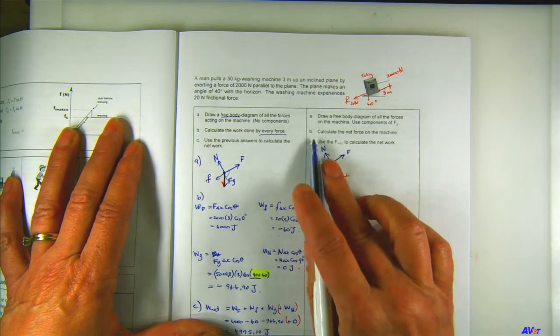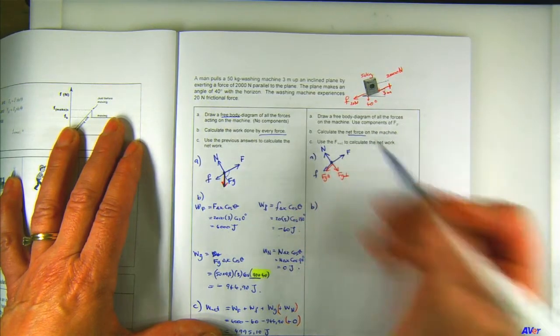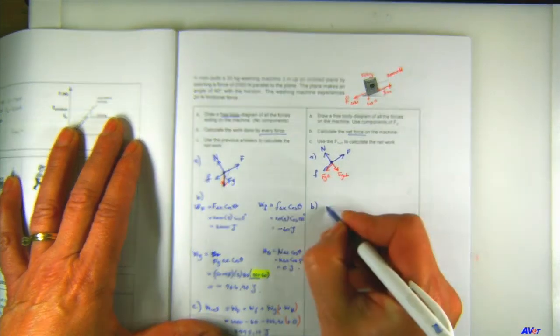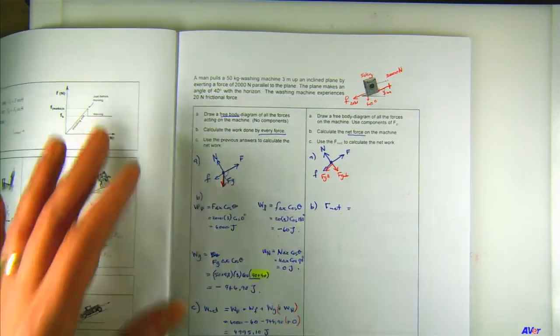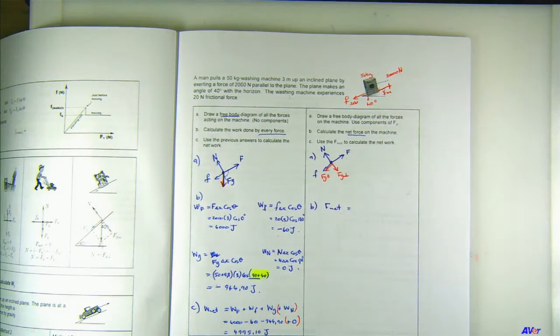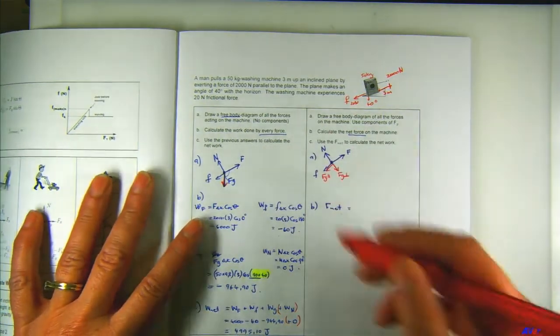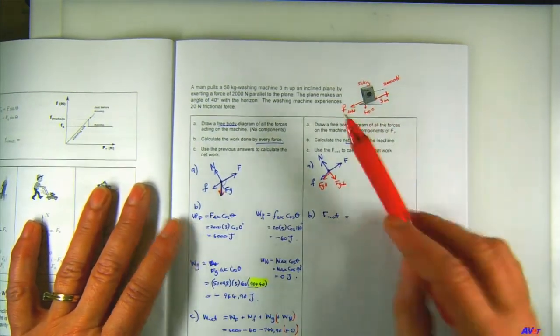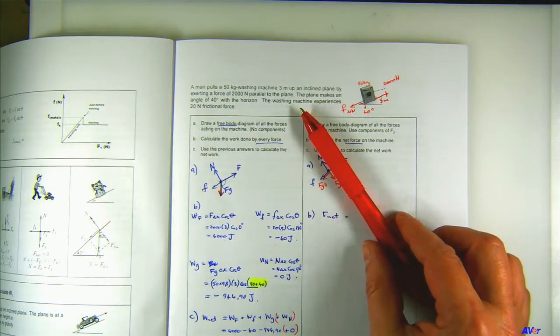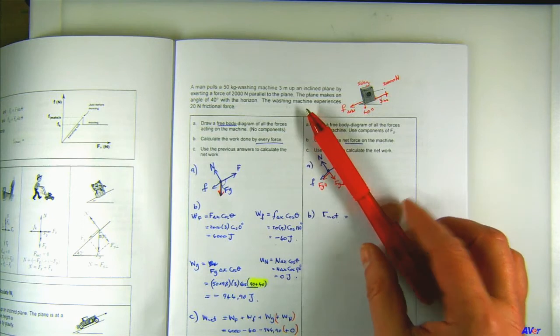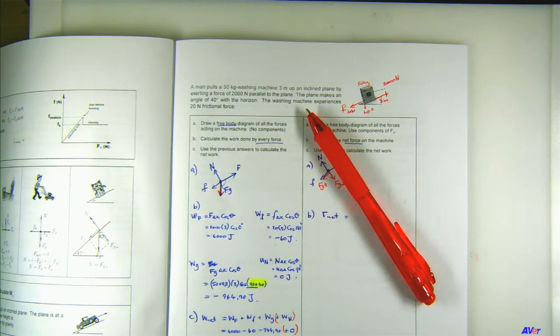Now with B, I ask you to calculate the net force. We're looking for F net. Now, net is the answer of all of the forces together. So we look at all of the forces together. Now first, let's look at this direction. You look at the direction that's perpendicular to the plane. Now tell me, is this washing machine going up into the air or into the block? No, it's not being pulled into the block.